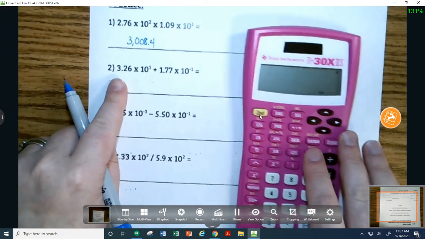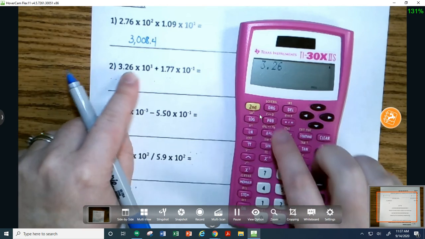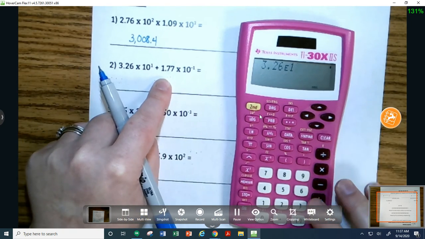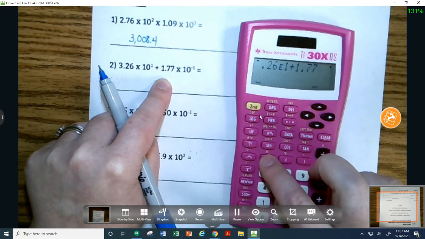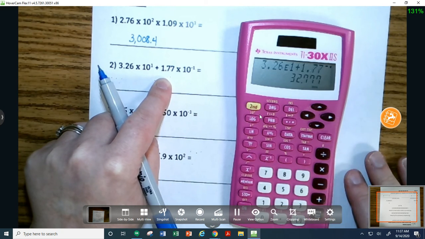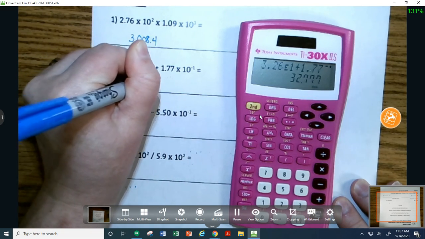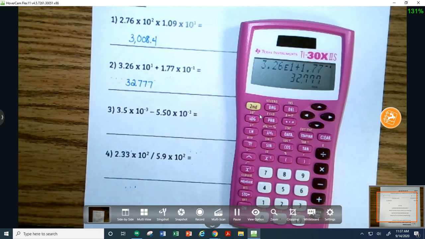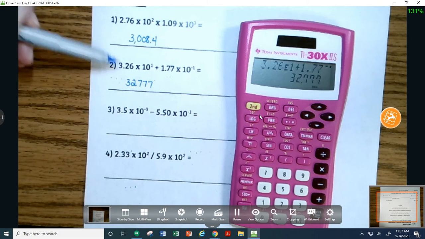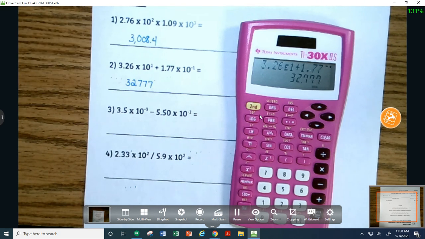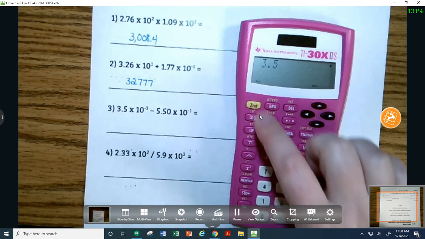So buzzing through the rest of these, we have 3.26 times 10 to the first, so get your function to the first power, plus 1.77 to the negative first. You get 32.777. We'll talk about rounding later on when we get to significant figures later on this week. These particular 2 answers, I'm not going to worry about scientific notation because they're not very large and they're not very small. So scientific notation would probably not be the best means of recording an answer.